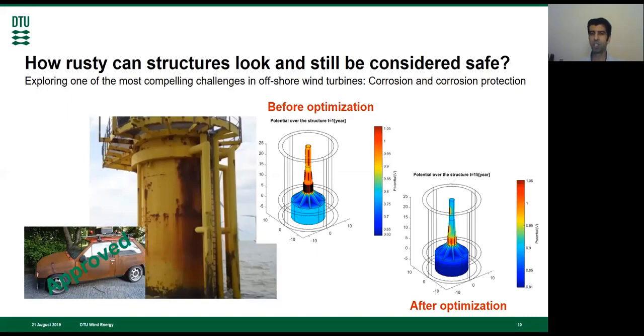In this course, you will learn the basic concept of corrosion, how to calculate corrosion rate and corrosion potential. You will get familiar with different corrosion types. You will learn about different corrosion protection systems, such as galvanic cathodic protection that you see in the picture. And at the end, you will learn how to use design standards to design a suitable corrosion protection system for a wind turbine support structure.